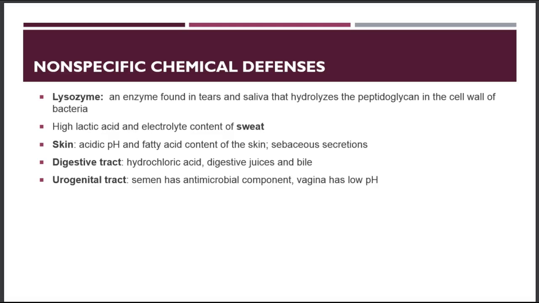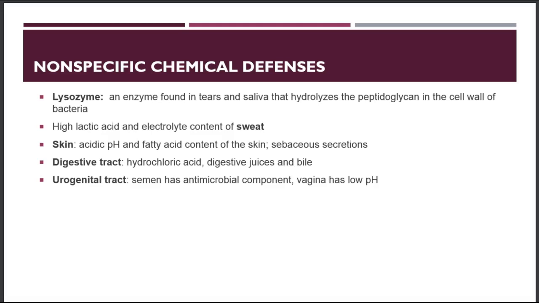There are also a number of chemical defenses that the body uses. These are non-specific, so they don't recognize specific organisms or specific structures on organisms. I mentioned lysozyme earlier. It's a component of tears and saliva, and this lyses the cell walls of microorganisms. Sweat, I also mentioned, has a high lactic acid component, which makes the pH of sweat low. And most organisms, as I mentioned before, do not really like acidic environments.